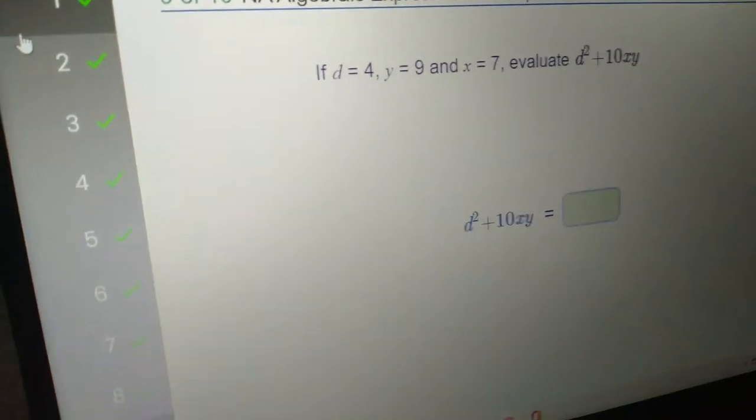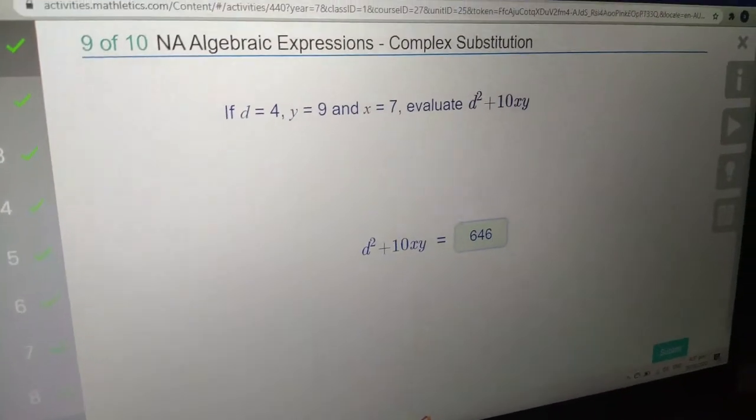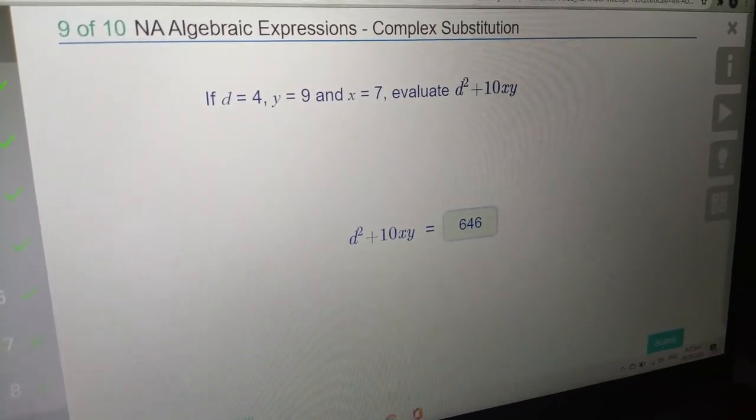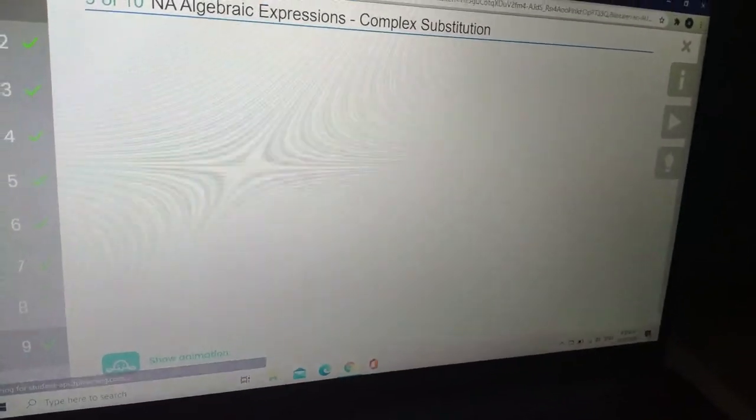Are you sure, 100%? Yes, it's 20 less than the bad number, 666. 646. Woohoo! Very good. Correct! Amazing.